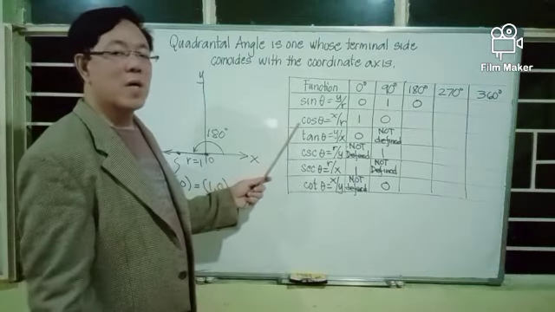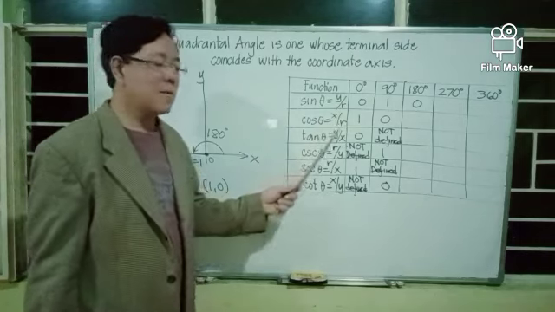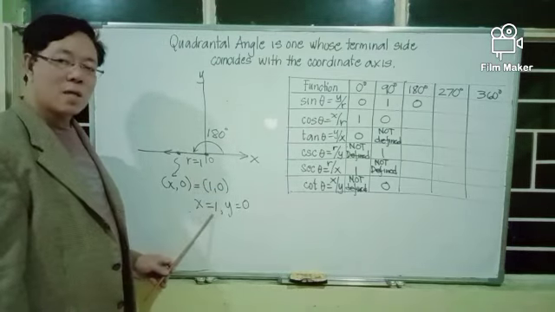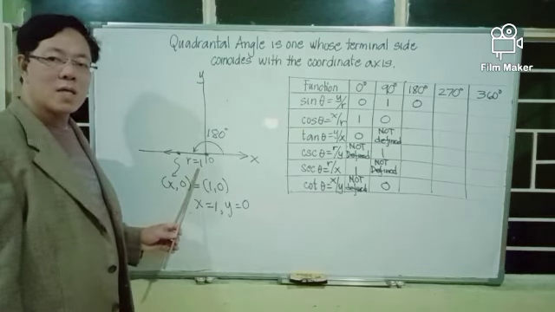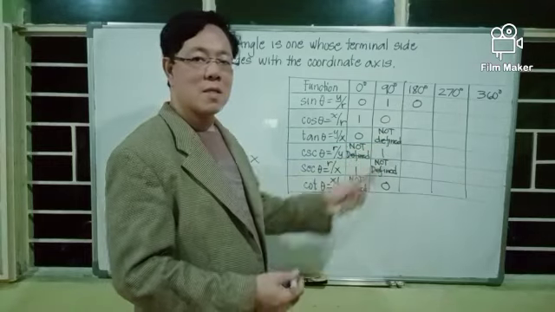And cosine of 180 is defined as the ratio of x and r. X is 1, r is 1. x1 divided by r1 is 1. So cosine of 180 degrees is 1.